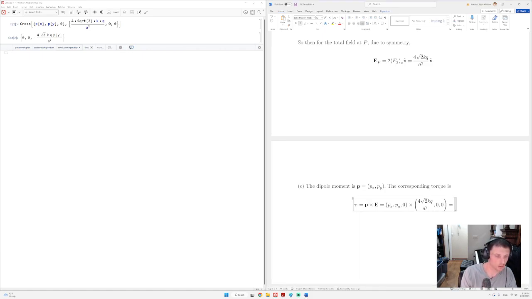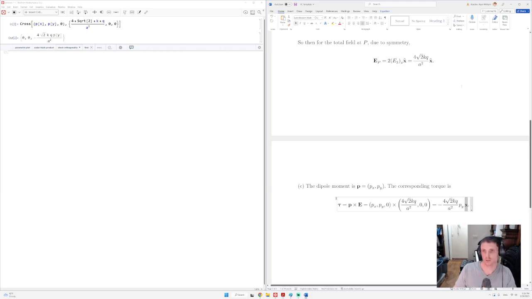And this just works out to be negative 4 square root 2 kq over a squared py in the x hat direction, like this.